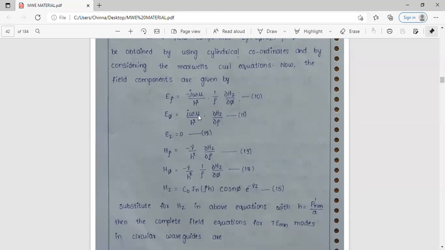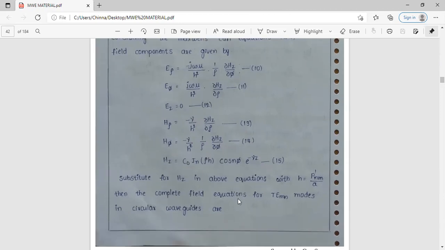Equation number 11. So we are considering the TE mode, so Ez is equal to 0, and Hρ is equal to minus γ by h² into ∂Hz by ∂ρ. Equation number 13. And Hφ is equal to minus γ by h² into 1 by ρ into ∂Hz by ∂φ. Equation number 14. And Hz is equal to C0 Jn(ρh) cos nφ e^(−γz). So this is the equation number 5.